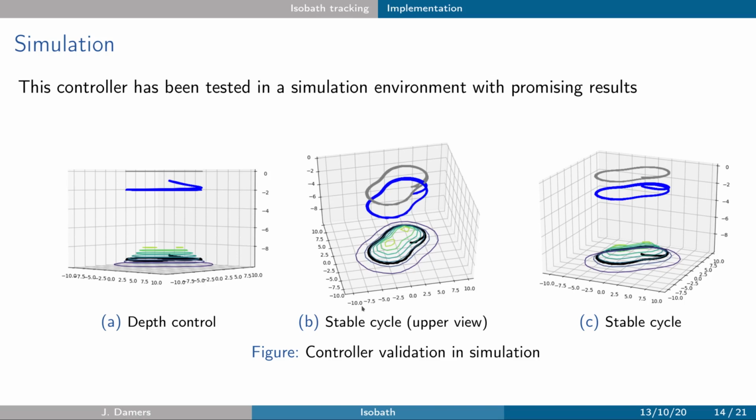And then for the control of the yaw, we can notice that we are doing a stable cycle. So we try to stay on the isobath at 9 meters depth, showed here in green. And so the robot starts on the isobath at 8 meters depth, and then it slowly goes over 8.5 and then reaches the isobath at 9 meters depth, and then it's doing a stable cycle following this isobath. So this controller is validated at least in simulation.